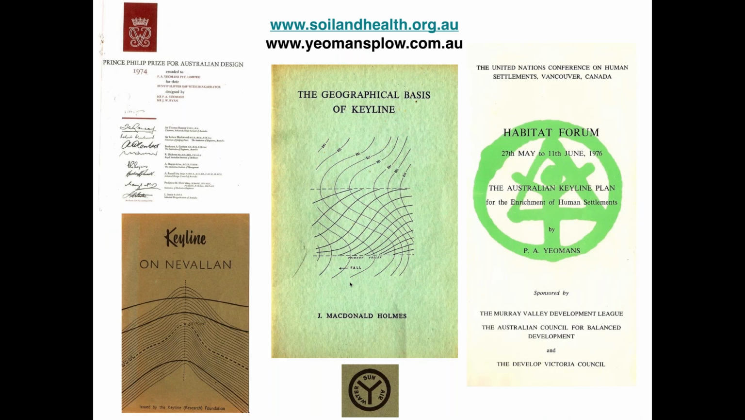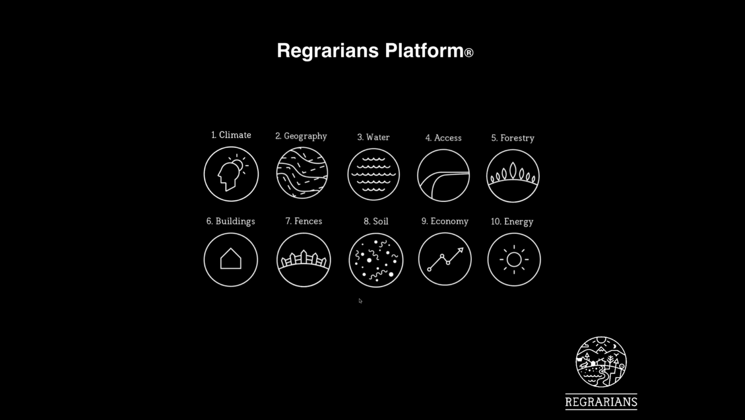Other pieces that Yeomans put out were the Habitat Forum piece, which we've got online, and the other book that's released on keyline was The Geographic Basis of Keyline by J. MacDonald Holmes, who at the time was the Professor of Geography at the University of Sydney. We've got Georgie Pavlov, who's on our panel today. He's writing a new book on keyline, which I've seen the shorts, the manuscript for, and it promises to be a fantastic piece for us.